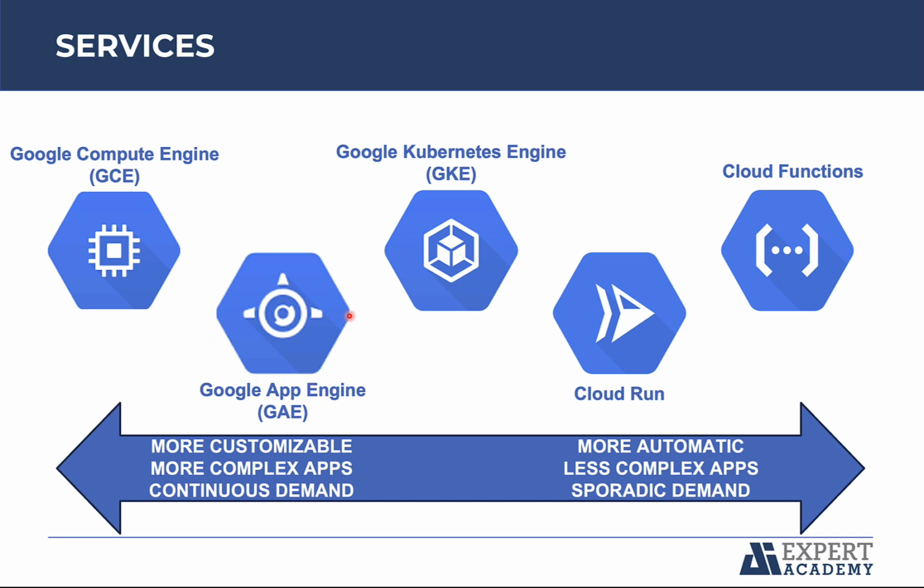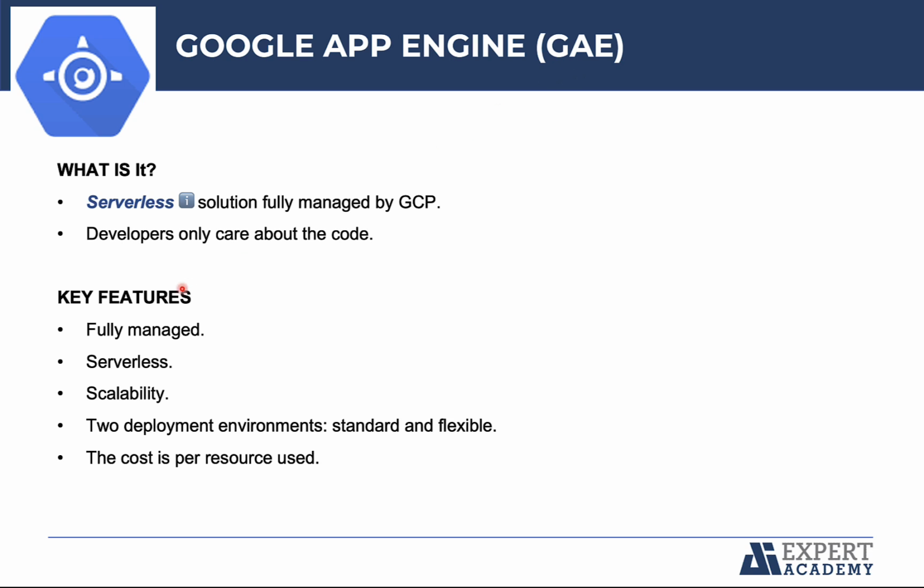As you can see, it is on the left part of the image. GAE is a fully managed serverless solution. It allows developers to build and deploy web applications quickly and easily, without having to manage the underlying infrastructure. Let's see the key features. The first one, fully managed. Google App Engine takes care of managing your servers, operating system, and network infrastructure. This allows developers to focus on writing code and building applications.